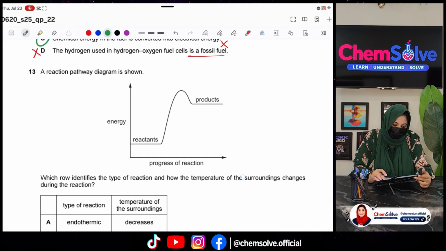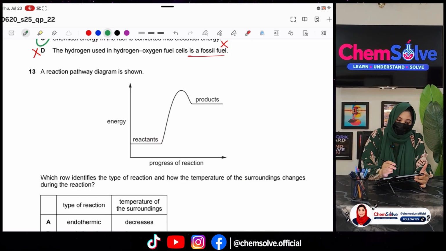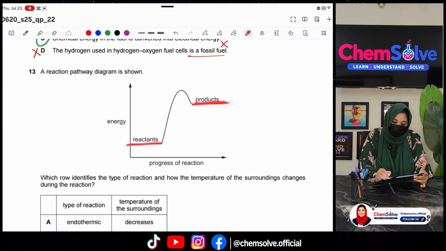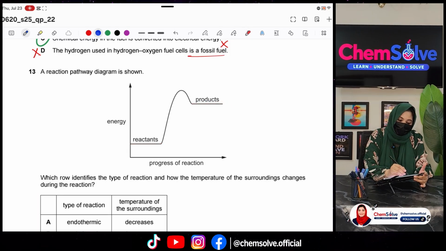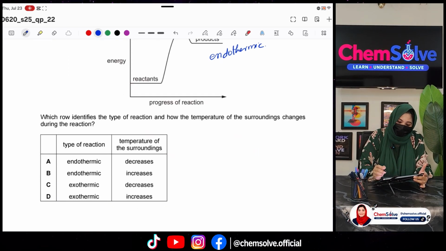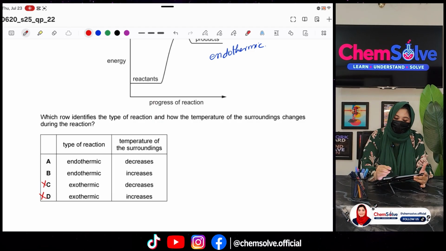Okay, now coming to question number 13. A reaction pathway is being given to us. Let's look. Reactants are below and products are above. Reactants have low energy and products are at a high energy level. That's why this reaction is endothermic. If it is endothermic, it means C and D are not our options. And what happens during an endothermic reaction? It absorbs heat.